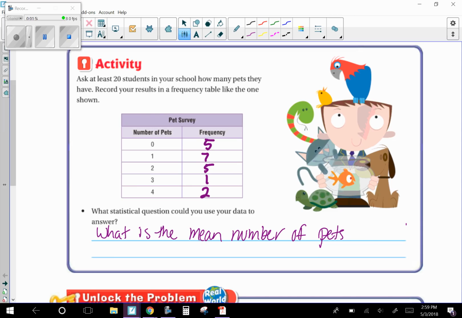What is the mean number of pets for the people I surveyed? There's a lot of different statistical questions that you could use. That's just one of them.